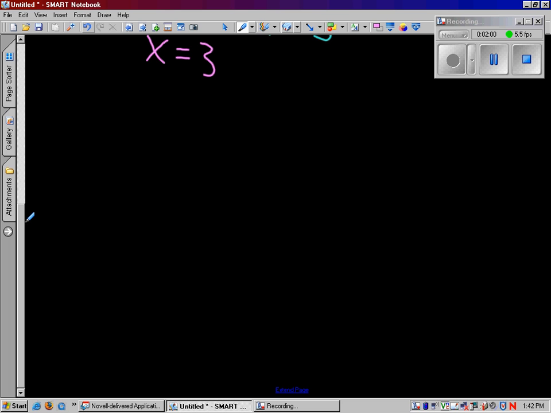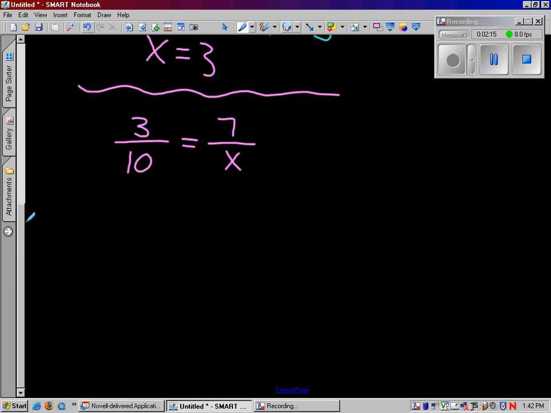Okay? Let's try another example. Let's say we have 3 over 10 equals, I don't know, let's say 7 over x. It can be any letter. Typically we use x, though. It's just the easiest one. Everybody uses it. Same process as before. I look for the two numbers that are diagonally from each other that don't involve a letter. In this case, that's the 10 and the 7. So I'm going to take 10 times 7, and I get 70.